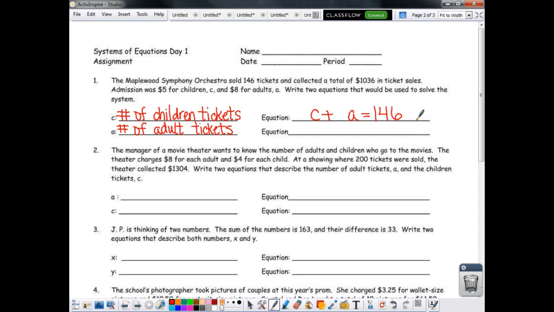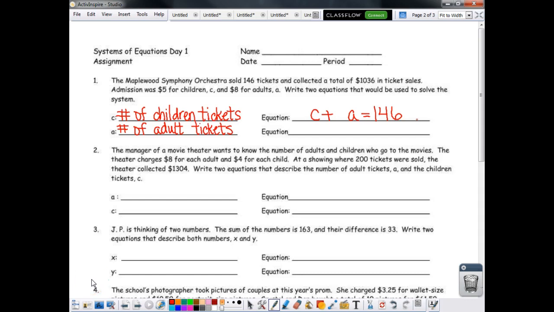Does that make sense? Can't you just divide it by 2? No, because you might have a different amount of children to adults, right? Some adults have 2 children. Or 3 or 4 or 5. Okay, so that's one equation.